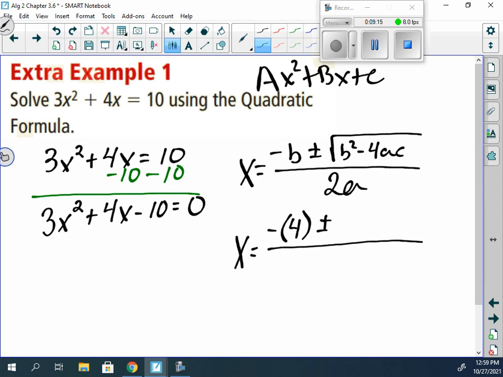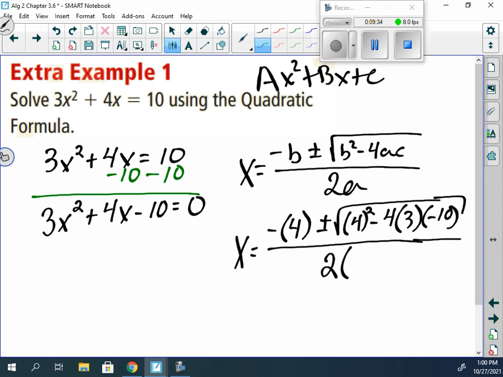So we plug it in for b. Plus or minus, here we're going to have 4 squared minus 4. Our value of a is, got it right the first time, 3. And c is negative 10. All over 2 times 3.